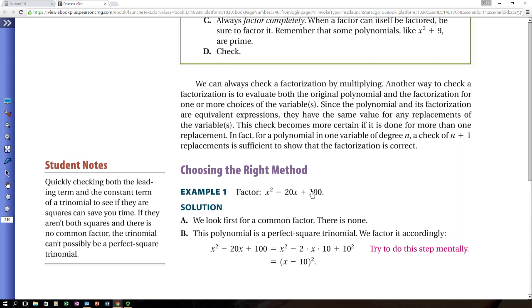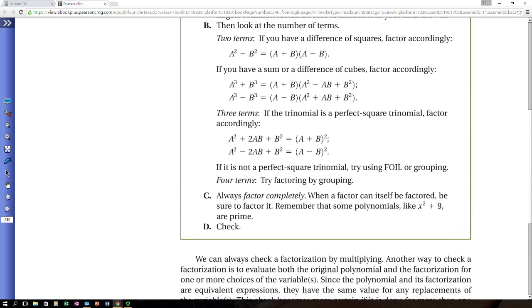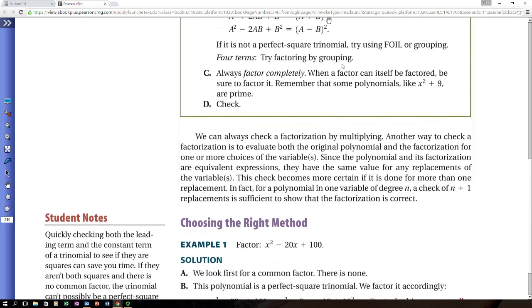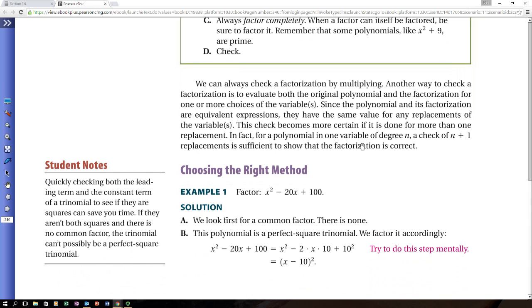Then I have 3 terms. So I'm going to go to that B portion here again. They skip here. They say, well, I didn't have 2 terms, so I'm not looking for difference of squares. I'm not looking for sums of cubes or difference of cubes. I have 3 terms. So I go right to this first, and the best strategy is to look for perfect square trinomials first, and that's what they start looking for.